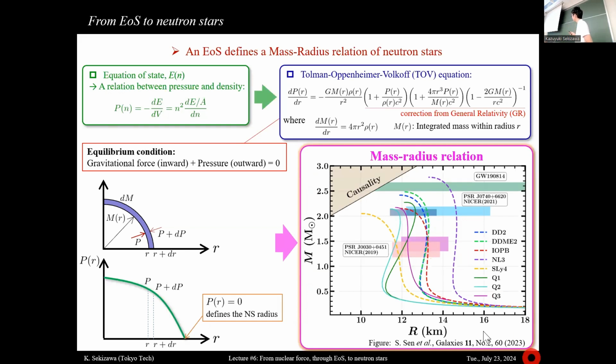In other words, the equations of state that cannot reproduce those observational constraints are unphysical, or we can exclude those equations of state. So in this way, we are trying to constrain more and more the equation of state and the nuclear matter properties through the comparison between the mass-radius relation and the observation. So this is one of the hot topics of neutron star study.